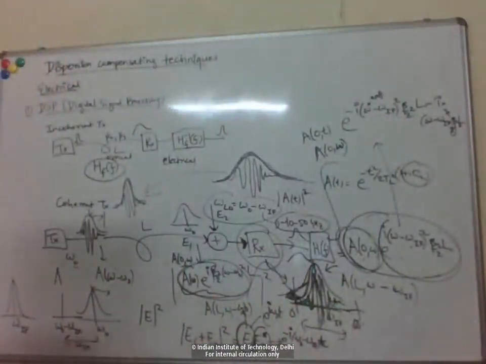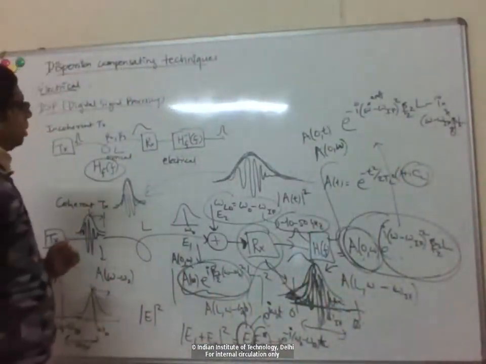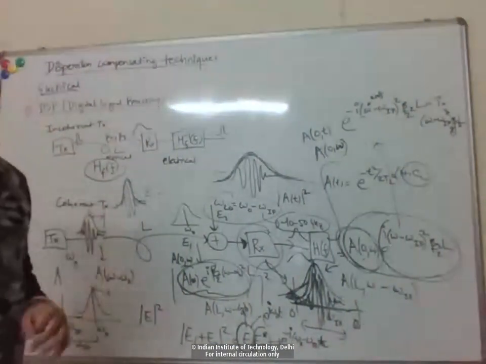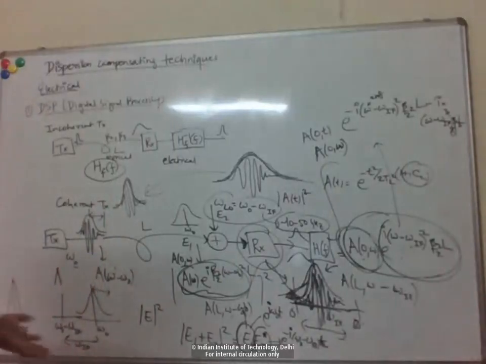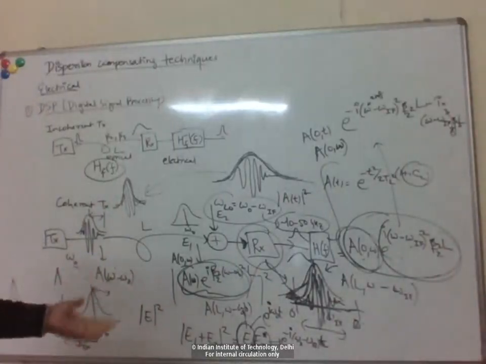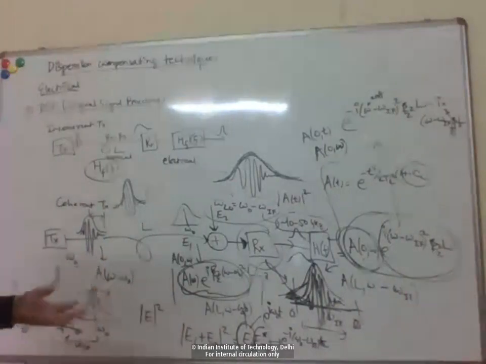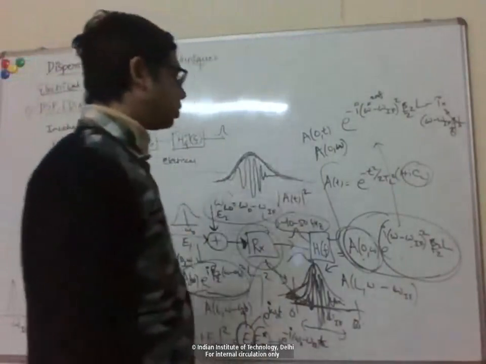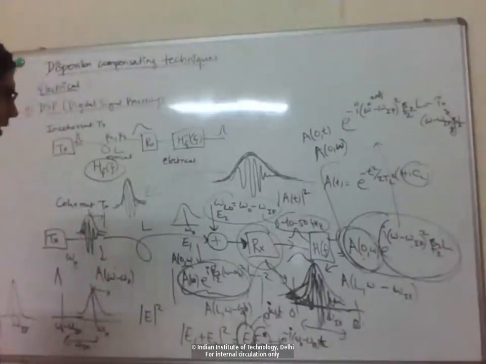So I would say nowadays this DSP technique is the most widely used because of advancements in electronics also, right? You get very fast DSP chips, and you can make really complicated filters, and you can do a lot of processing in the electrical domain, which is not so easy to do in the optical domain.